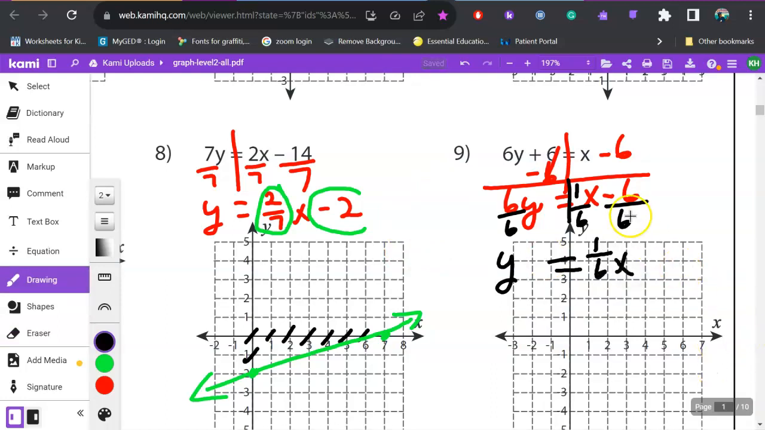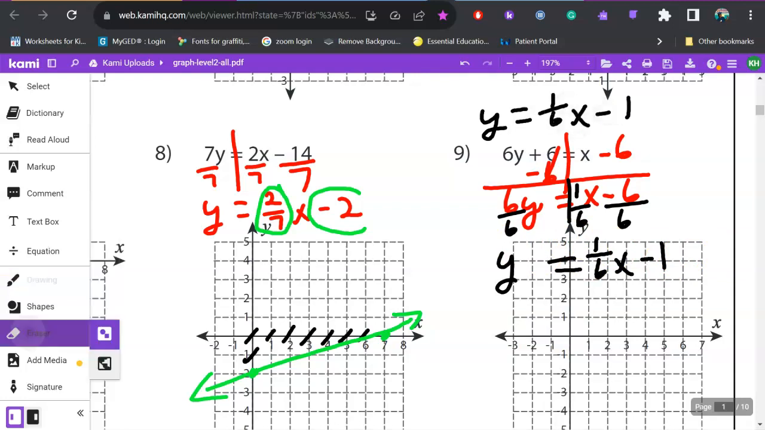Now, -6 divided by a +6, you can see that's going to give us a -1. So now I have y equals mx plus b form that I can graph. Let me just put that up here so I can see it easier. y equals 1 over 6x minus 1. That's what I'm going to graph for number 9.